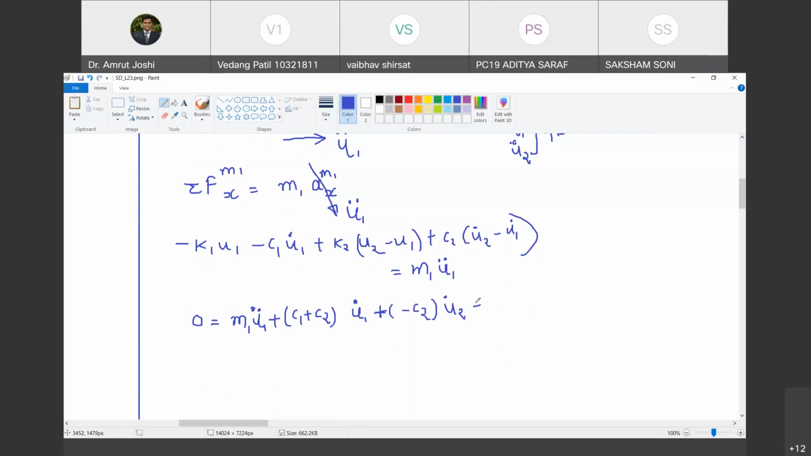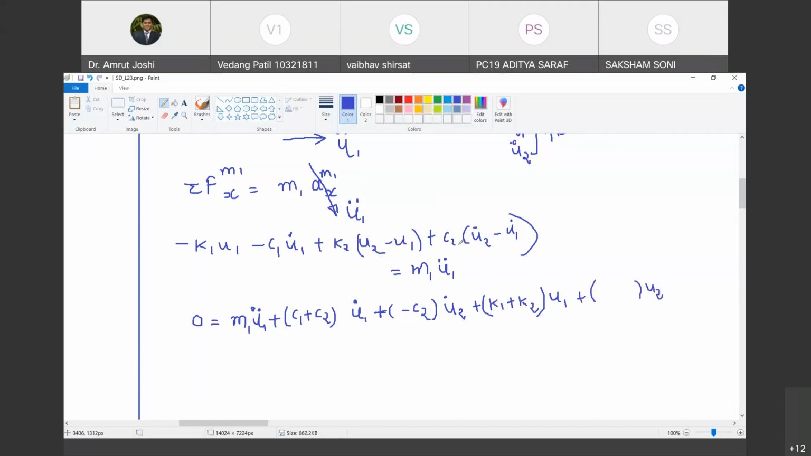Now let us collect the terms in u1. So if I try to collect terms in u1, what are the terms? Tell me. So this k2 into u1, it will go on the other side and it will become positive. This k1 into u1 will go on other side, it will become positive. So won't it be k1 plus k2? Yes, sir. And what are the terms in u2?